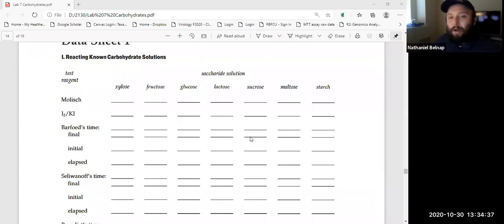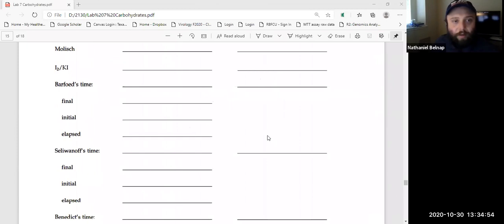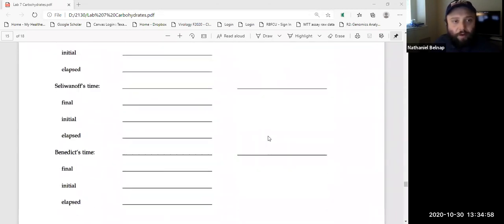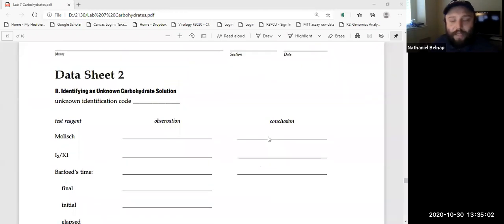Then he sent out an email of your unknowns. From this information, you're going to use it to determine what your unknown is. He said he sent out some kind of flow chart for you to use to put in the information, which I think goes into this data sheet here. Does that make sense to everybody?